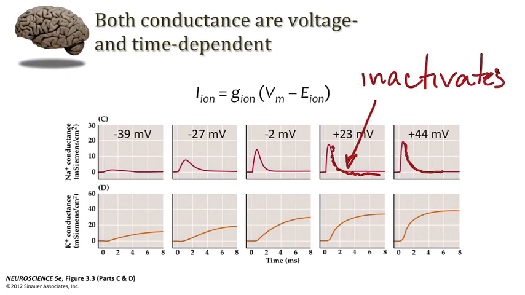Now notice the potassium conductance does not inactivate. So there's no inactivation of the potassium conductance. Now there are certain types of potassium conductances that can be found in certain neurons that do in fact inactivate, much like the sodium conductance, but not this conductance, not in this axonal membrane from which these experiments are derived.